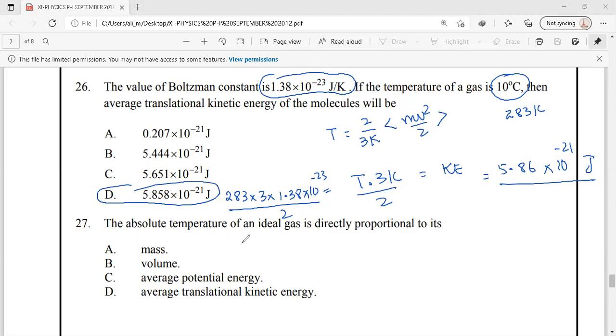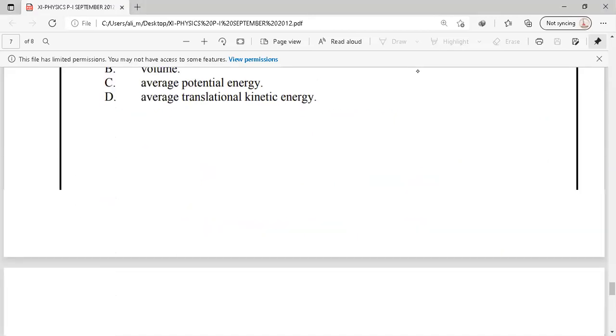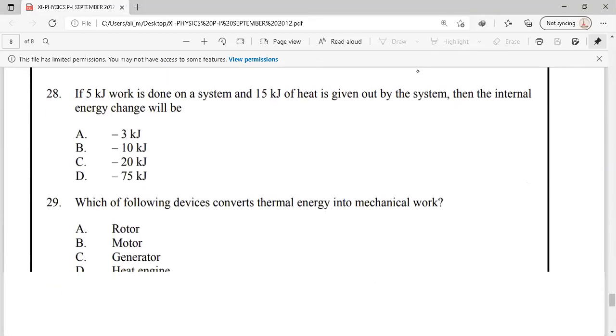The absolute temperature of an ideal gas is directly proportional to which of the following? As we have used this formula, it shows that 2/3K is a constant and the temperature is directly proportional to the average translational kinetic energy. So the correct answer is option D. Let's move to question number 28.